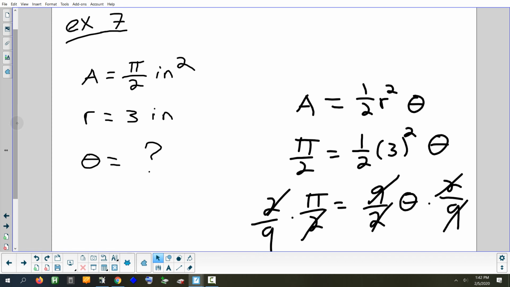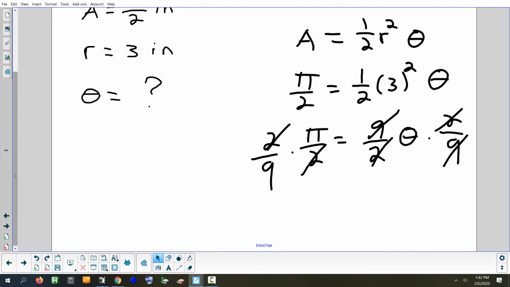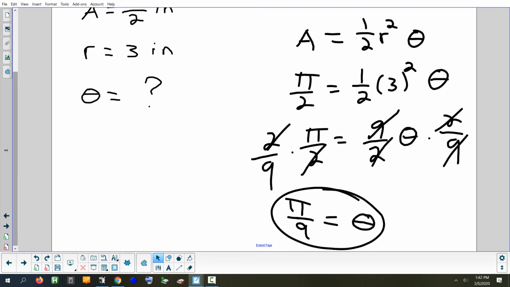What does that give me on the left? Pi over 9 equals, and what's on the right? Theta. So pi over 9 is my angle. It's in radians, so I don't need to put a label. And that's how you find the angle. Okay, questions on that?